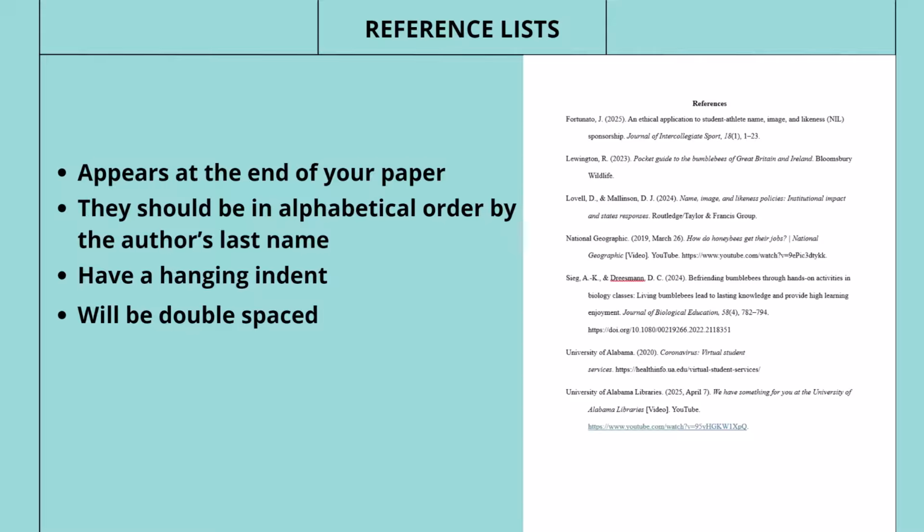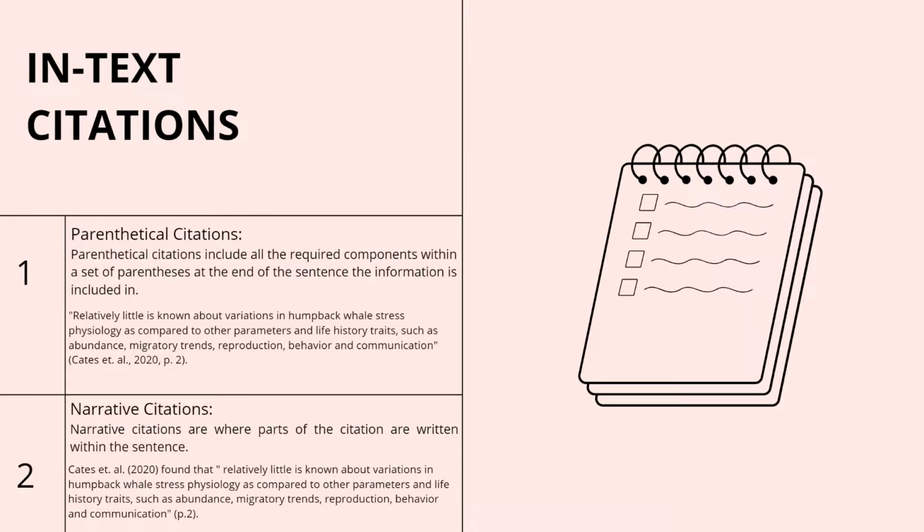Next, let's talk about in-text citations. When you quote or paraphrase information from your sources within your paper, you must include an in-text citation to help identify which of your sources the information came from. This allows readers to then search your reference page for the correct source. You can approach in-text citations in two ways: parenthetical and narrative.